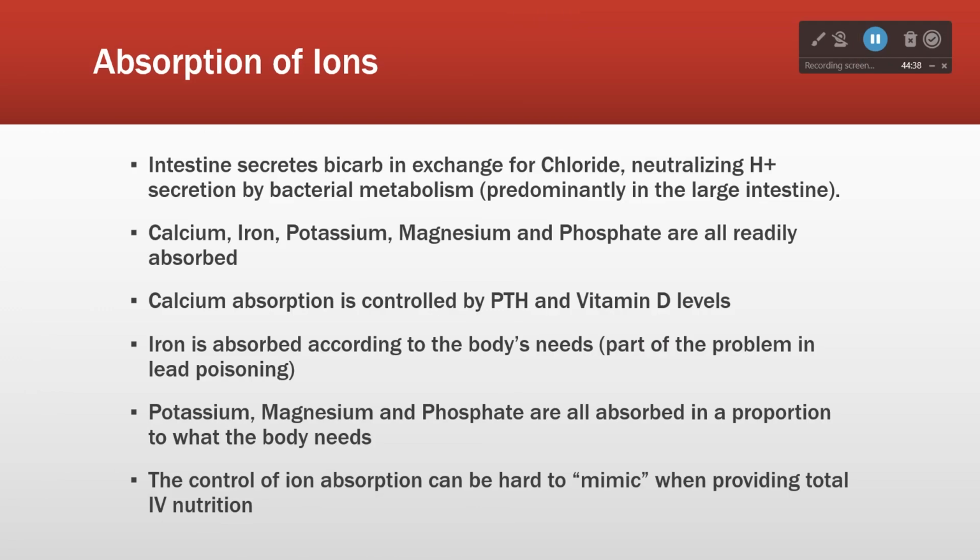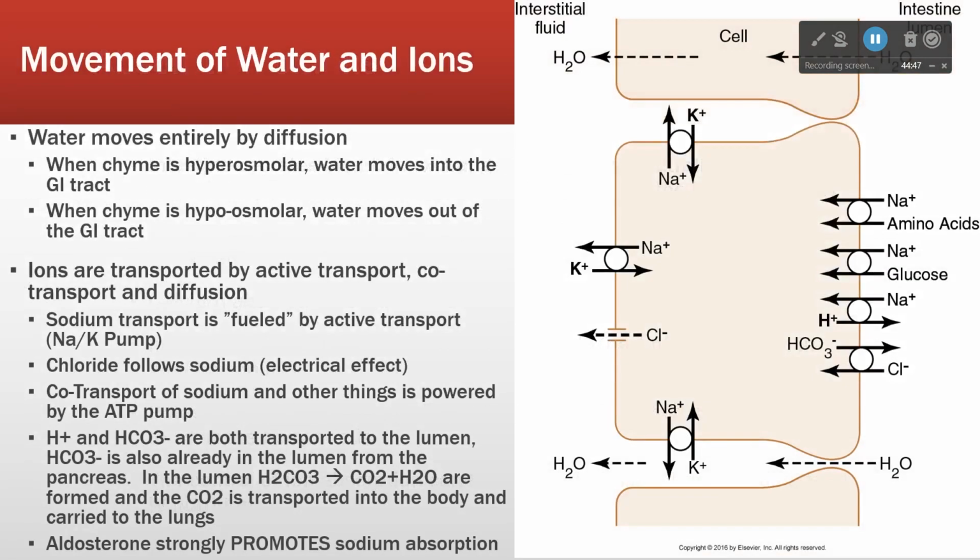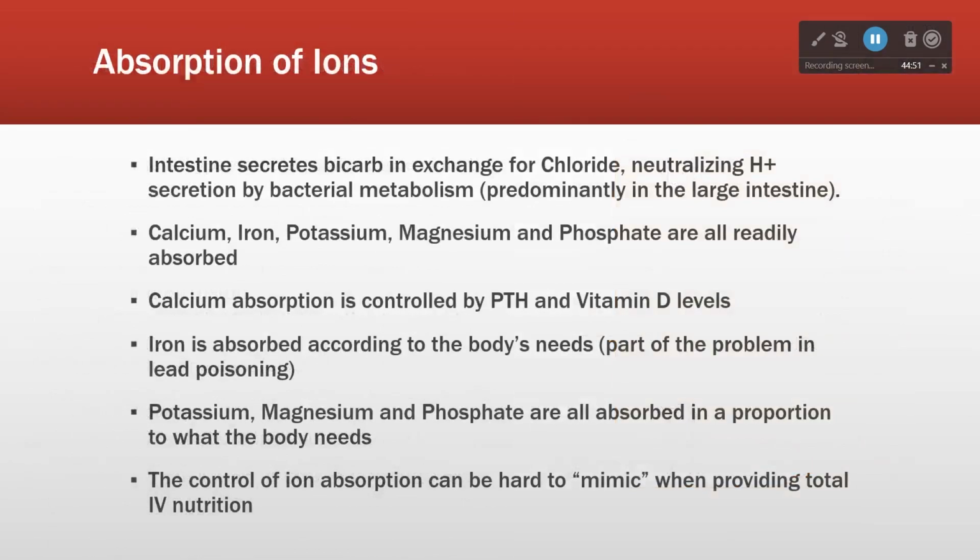Ion absorption. Okay, so the bicarb is exchanged for chloride. We just looked at that. Come back here, right? Bicarb is exchanged for chloride. Sodium is exchanged for hydrogen ion. Why put bicarb in the gut? A few reasons. In the large intestine, bicarb secretion is meant to neutralize acids produced by bacterial metabolism. I think we chatted about that the other day.